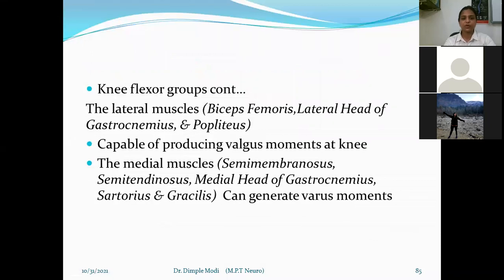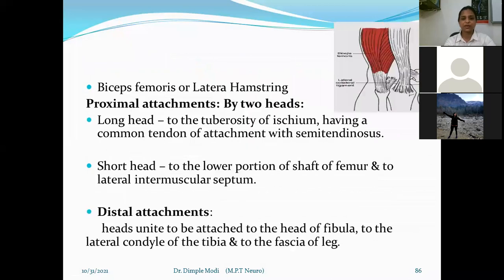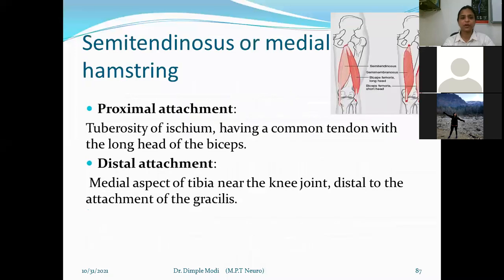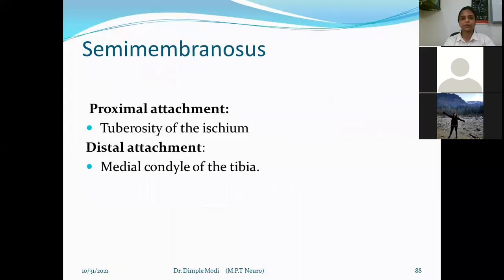Okay. So what do the lateral muscles help in? They are capable of producing valgus movement at the knee and can generate varus movements. Okay, these are the attachments, how it is attached, the long head and the short head. It starts from the tuberosity of the ischium. The short head starts from the lower portion of the shaft of the femur and it attaches to the head of the fibula. Semitendinosus, the medial hamstring, starts from the tuberosity of the ischium and attaches to the medial aspect of the tibia of the knee joint.